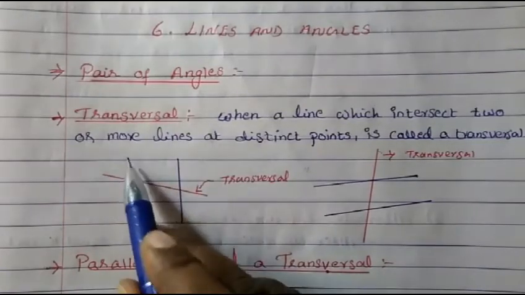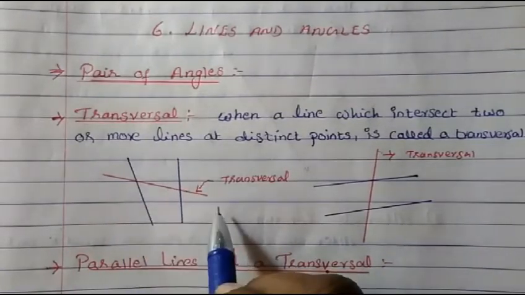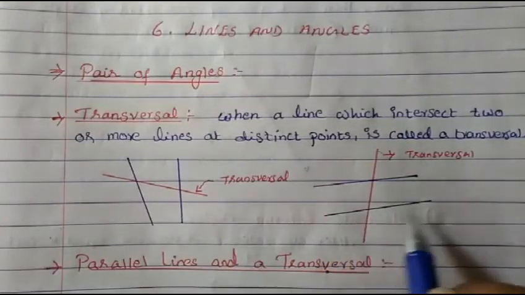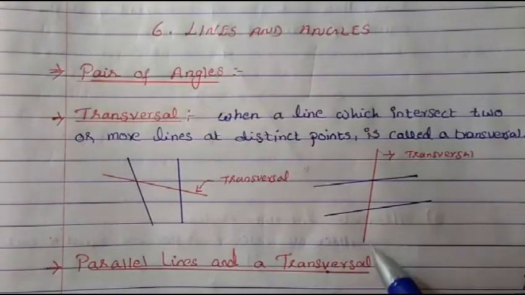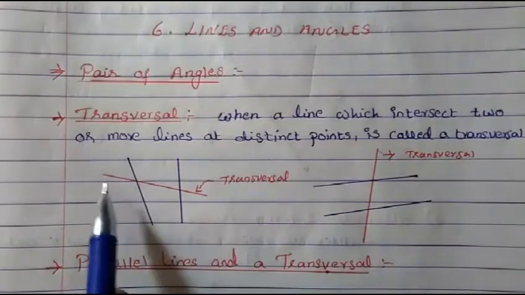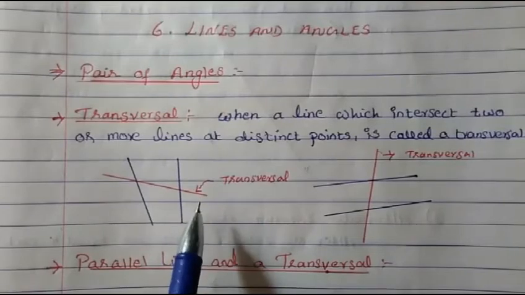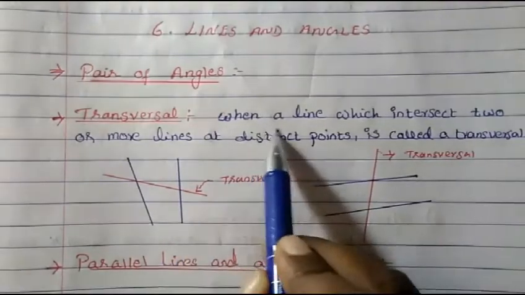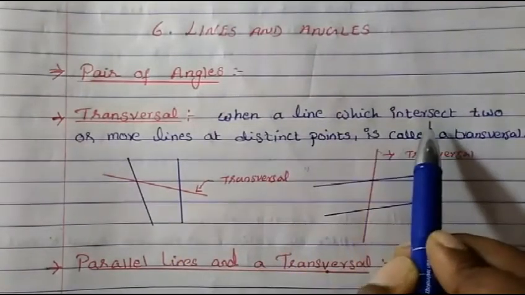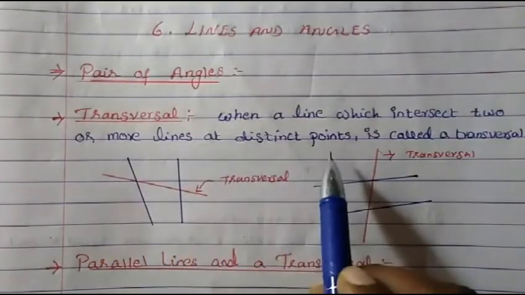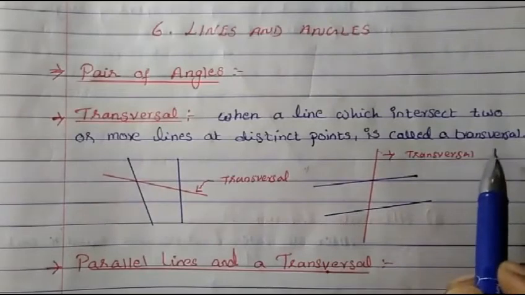You can see here two blue lines and one red line crossing these two blue lines. Here also you can see two blue lines and one red line crossing them. The line that is crossing the blue lines, that red line, is called a transversal. So a line which intersects two or more lines at distinct points is called a transversal.